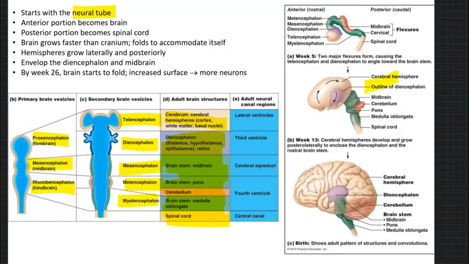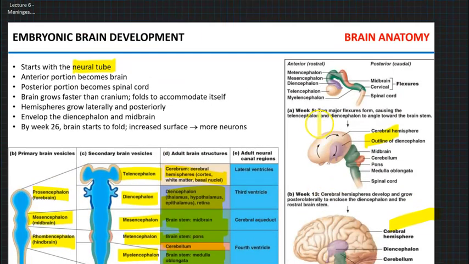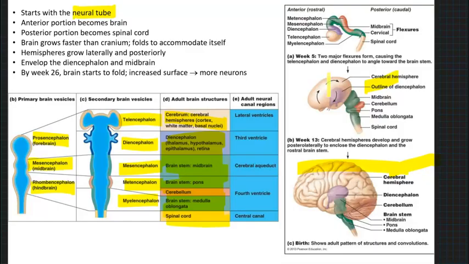Now, if you look at the image of the brain on the right, you can see that the brain grows faster than the cranium, and it means that the brain has to fold over itself. Okay? Does that make sense? It folds over itself.